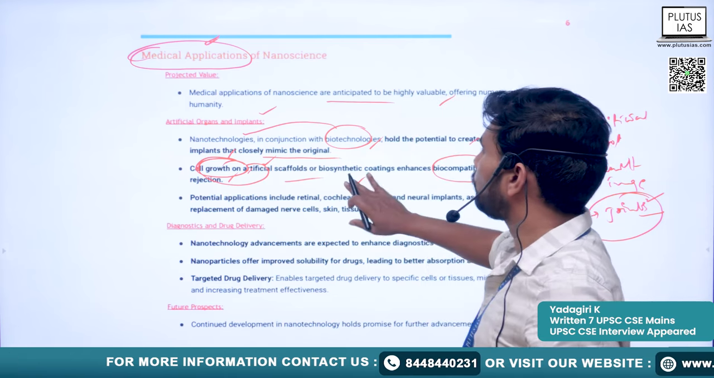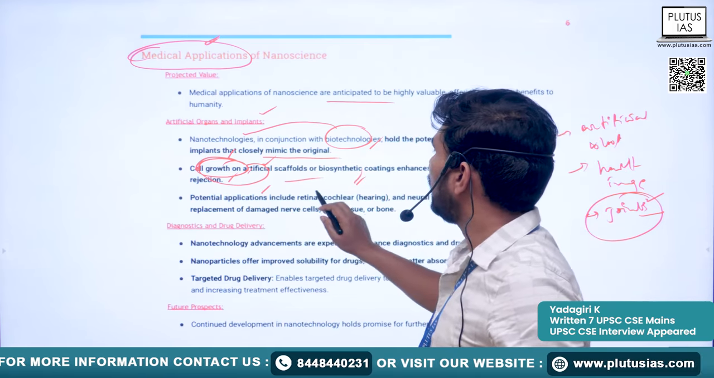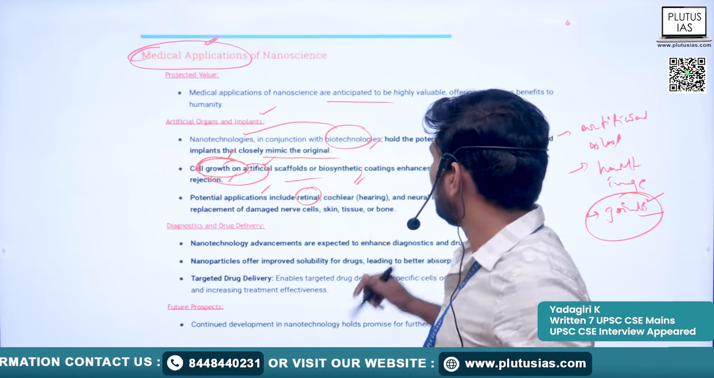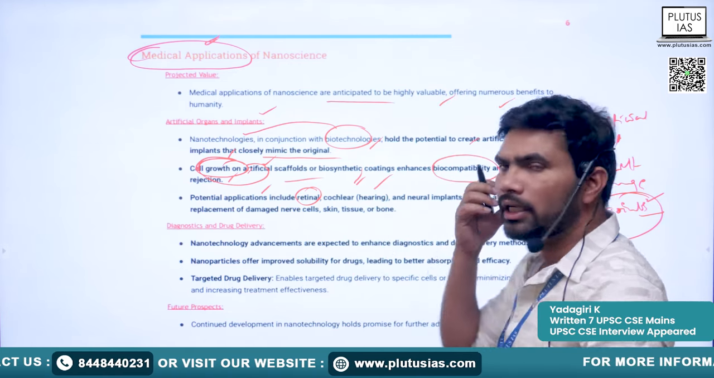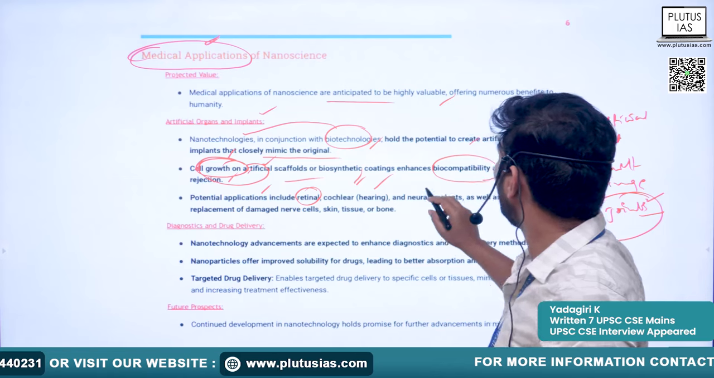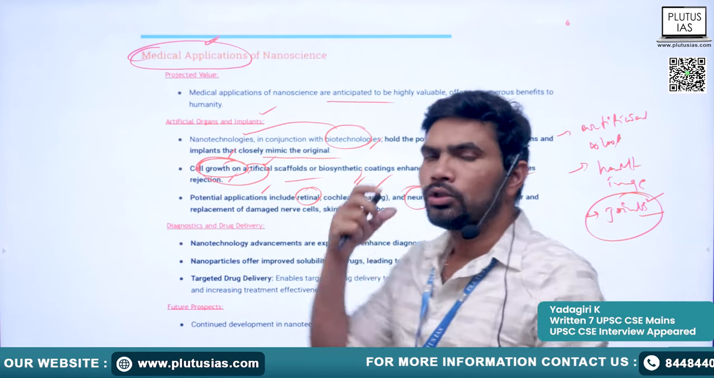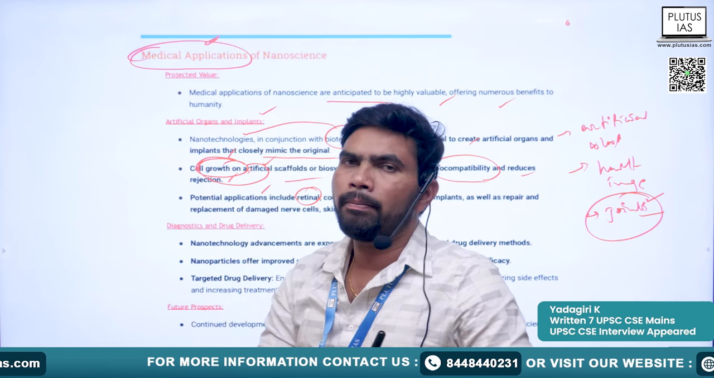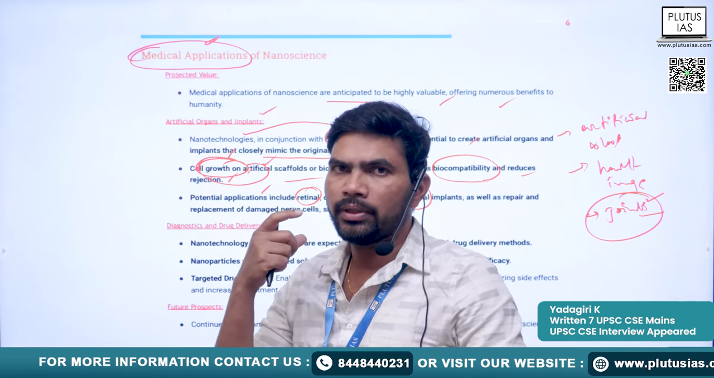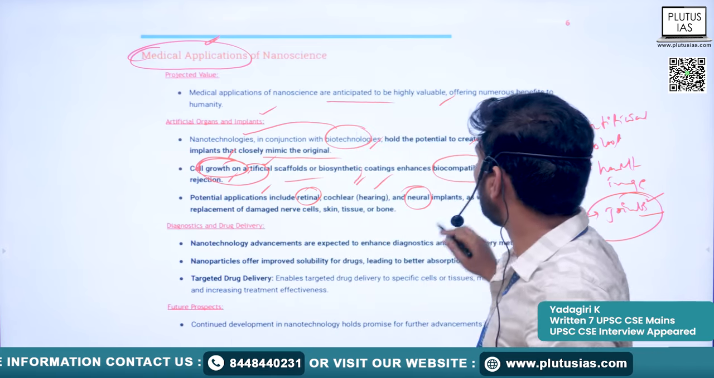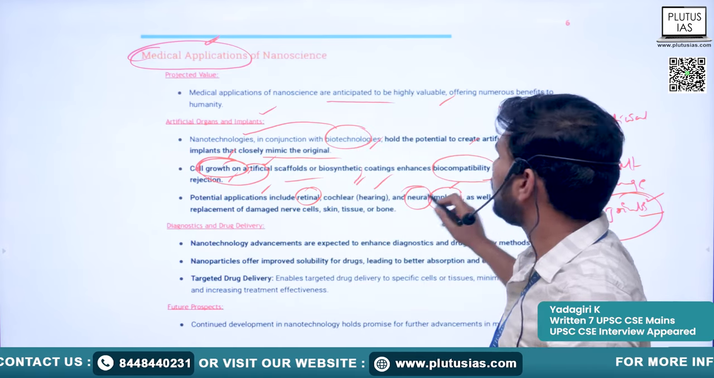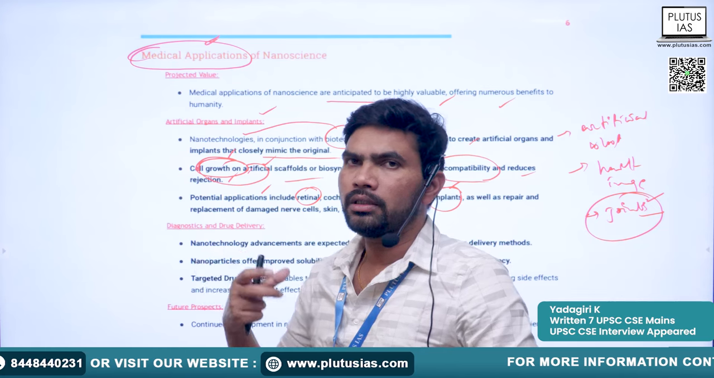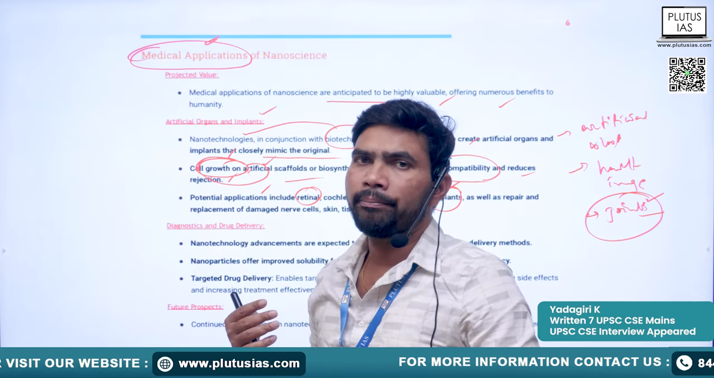So potential applications include retinal, meaning eye, and cochlear, meaning hearing implants, and neural implants also. So in the brain, if some neurons or cells are damaged, all these can be implanted through the application of nanotechnology.